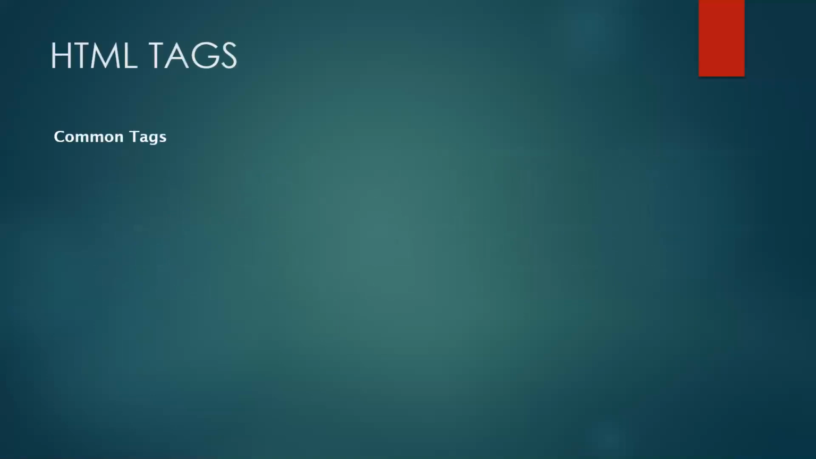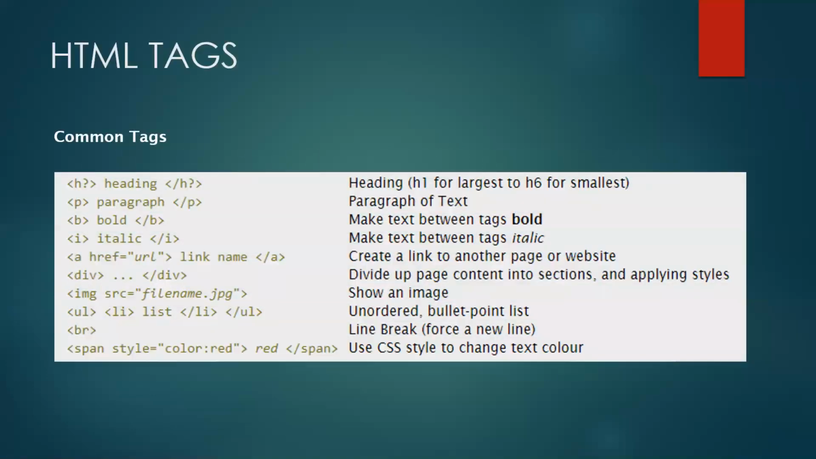So the common HTML tags, we have the H. H is for the heading, from H1 to H6. For the heading, H1 is the largest and H6 is the smallest. So the biggest here is H1 and the smallest is H6.